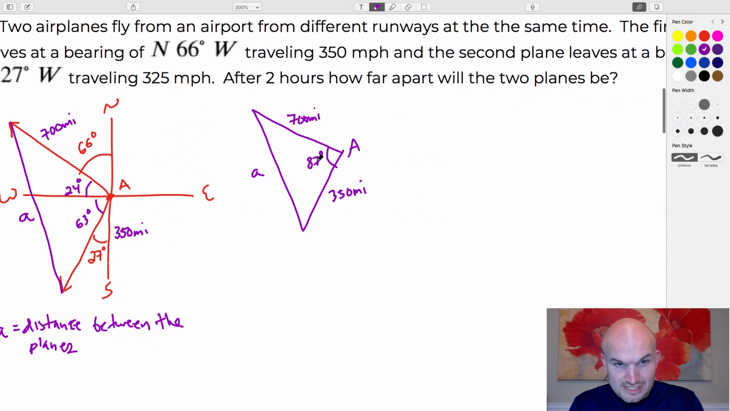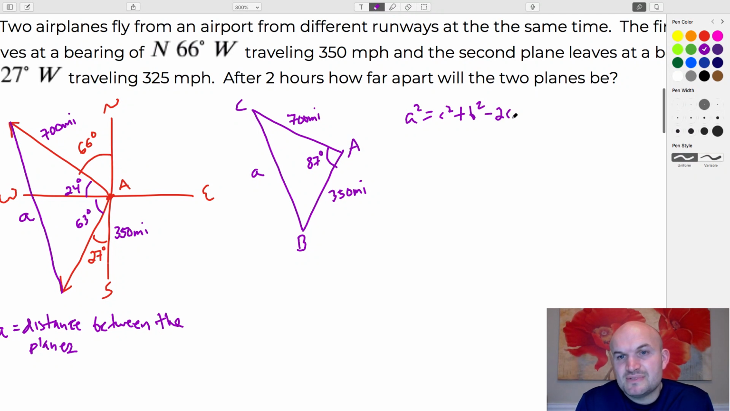Well, you notice this is a side angle side, we're looking for A. Let's just maybe call this B here and this one C. So therefore we can label these in there, because now I can just use my law of cosines problem. I have angle A. I need to solve this A, so I can use the formula A squared equals C squared plus B squared minus 2 times C times B times the cosine of A.